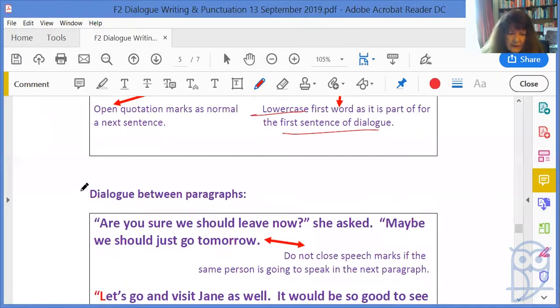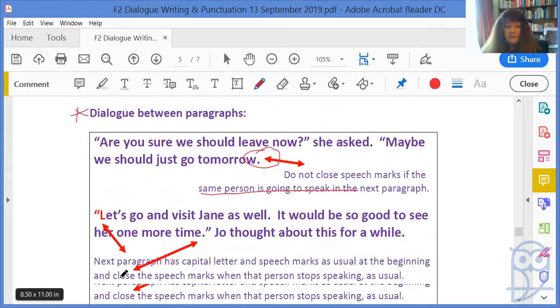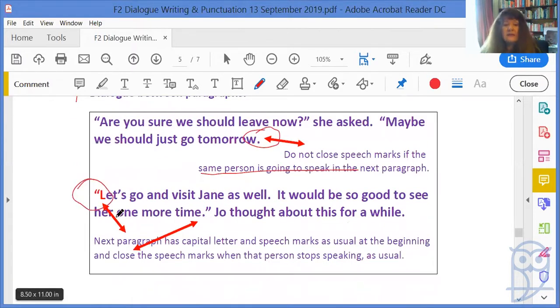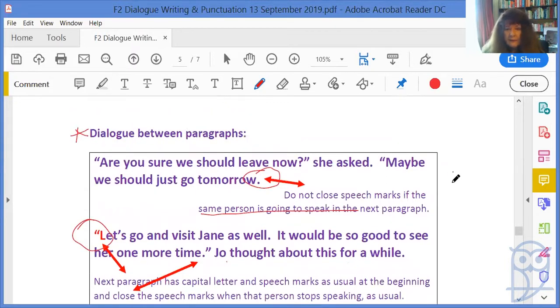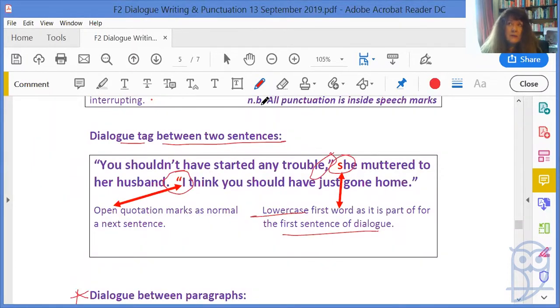And then the final one, which is very seldom used unless you're writing a novel, you do get dialogue between paragraphs. And sometimes it's the same person speaking. And this is only if it's the same person speaking. You actually do not need to close your inverted commas because the same person's going on to speak in the next paragraph, but you still have to open the inverted commas, start a sentence. "Let's go and visit Jane as well." Blah, blah, blah. In another sentence. Joe thought about this for a while. Okay, so that would have been paragraph 1, and that would be paragraph 2. So as I say, this is very seldom, so I doubt you'll ever use it, unless you're writing your novel and becoming a famous novelist.